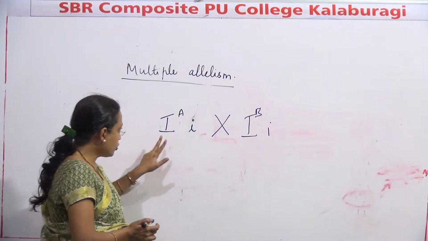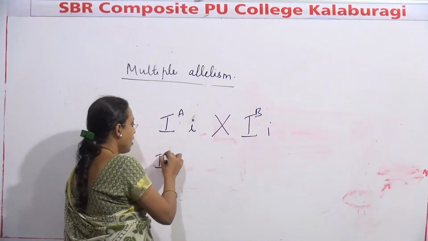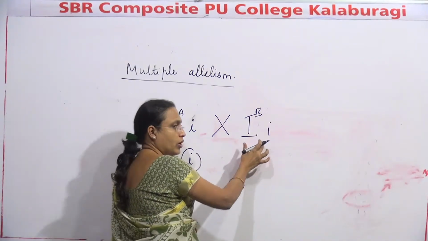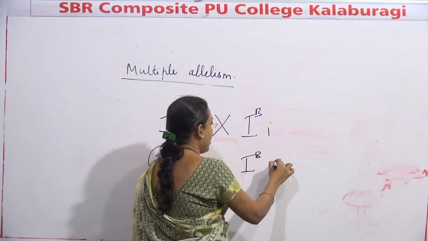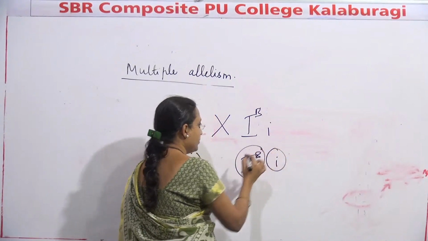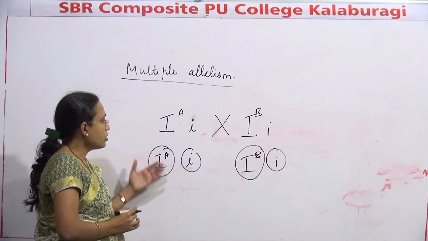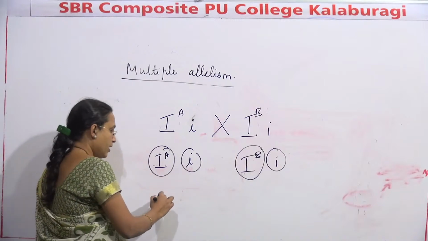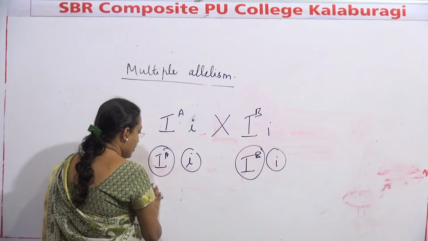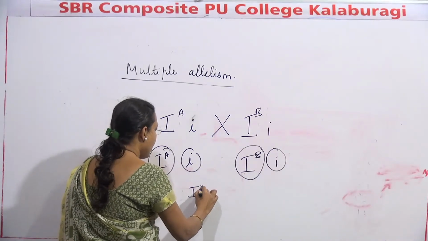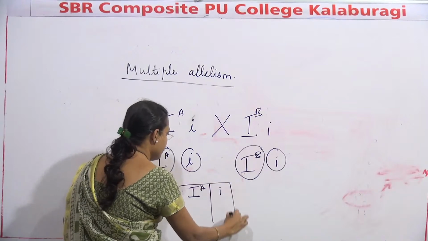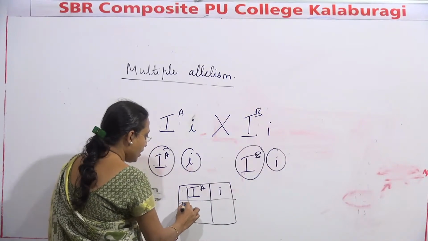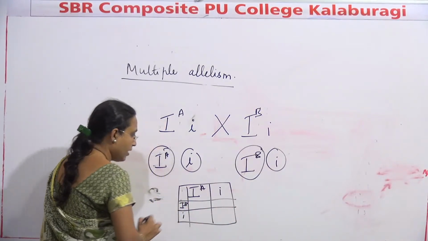So you know that two gametes can be formed from this, IA and i. Similarly, here also two gametes can be formed, IB and i. So offspring produced from these possibilities will be, so one is IA and i, another is IB and small i.